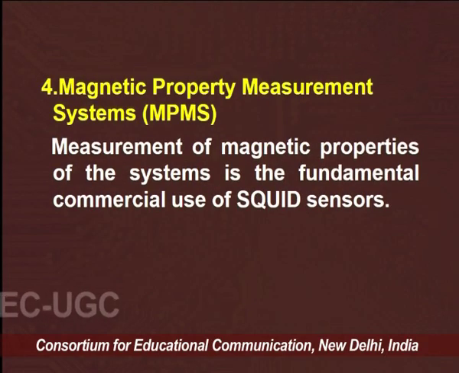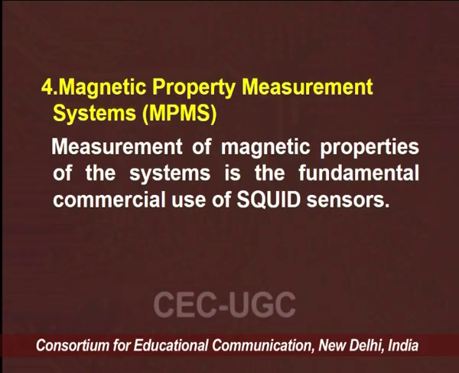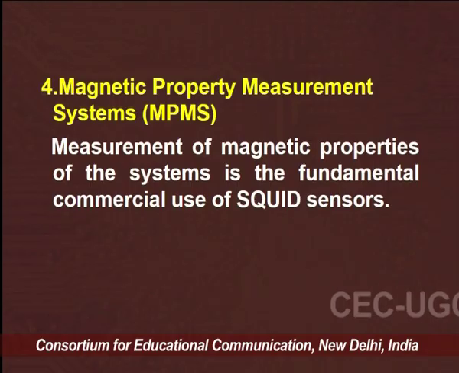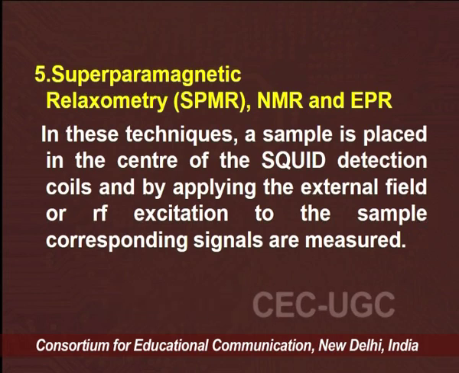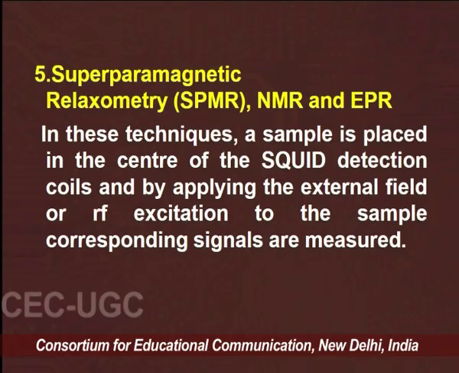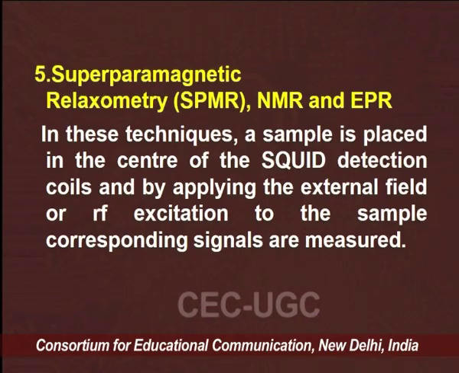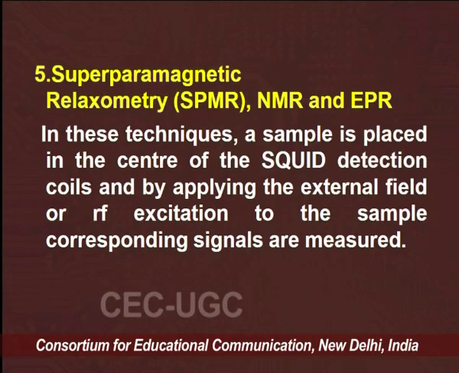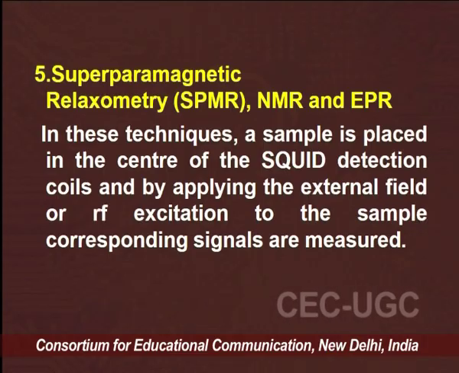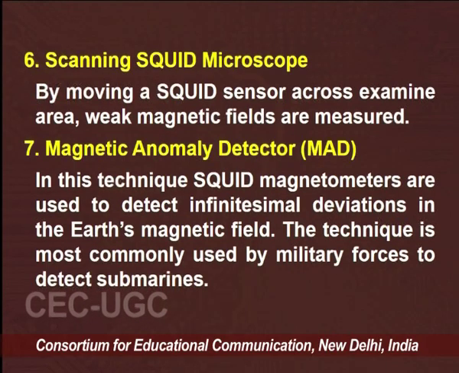Another is the measurement of the magnetic properties of a system, which is the fundamental commercial use of the SQUID sensor, as the magnetic property measurement system. Apart from this, there is a technique in which the sample is placed in the center of the SQUID detection coils, an external field or RF excitation is applied to the sample, and the corresponding signal is measured. This is superparamagnetic relaxometry, SPMRM, that is NMR and EPR.